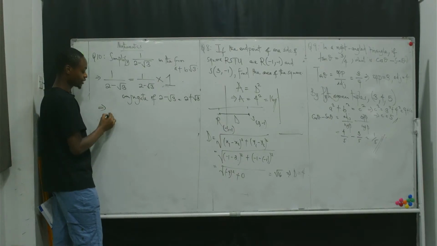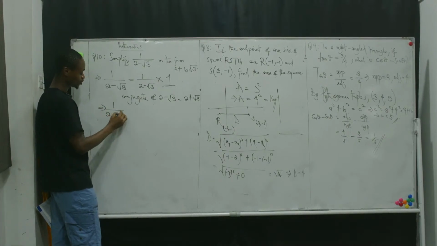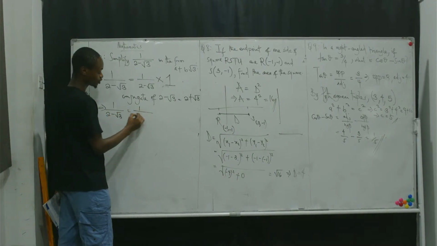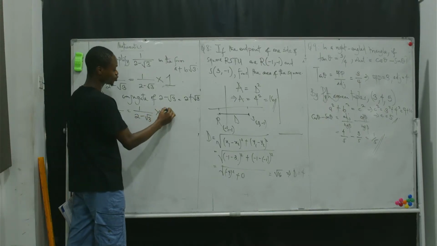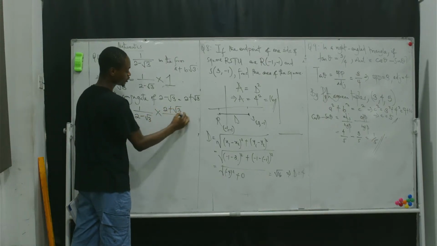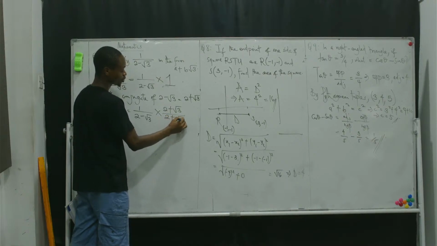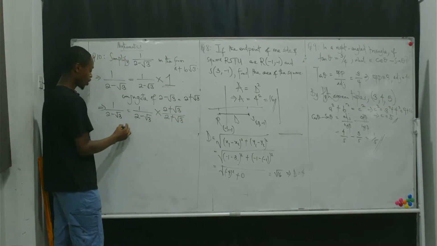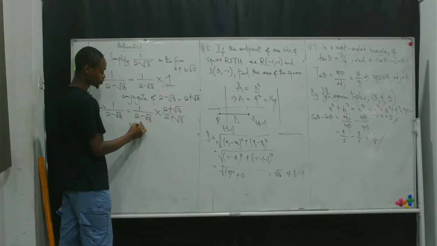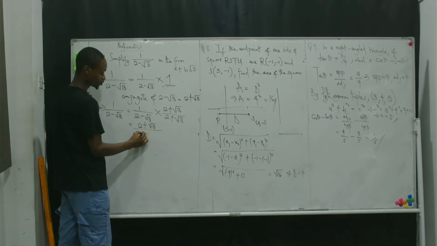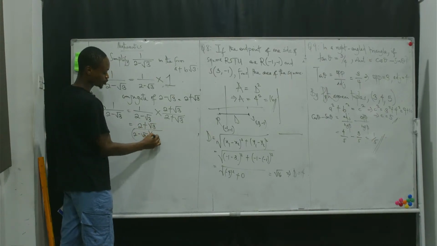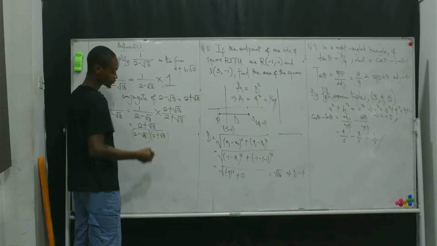So essentially, it means that 1 over 2 minus root 3 can be written as 1 over 2 minus root 3 times 1, but I want to write 1 as 2 plus root 3 divided by 2 plus root 3. And now you're going to have this to be 1 times 2 plus root 3, which is 2 plus root 3, divided by 2 minus root 3 times 2 plus root 3.